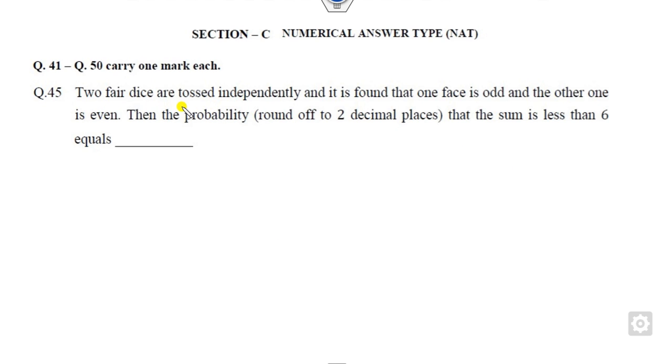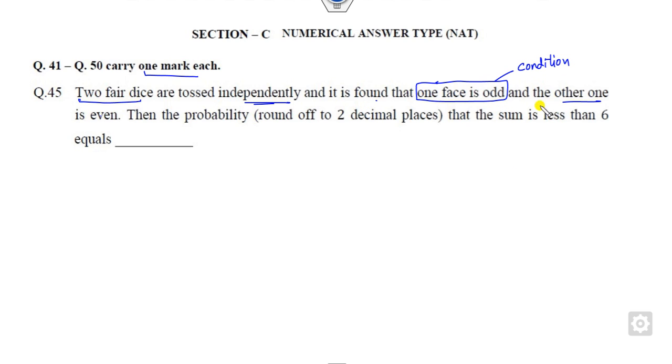Now look at question number 45. It's a 1 mark question, so you have to read the statement very carefully and answer within 1 line. Two fair dice are thrown independently. When you toss them, one face is odd and the other face is even. So that's the condition given to you.